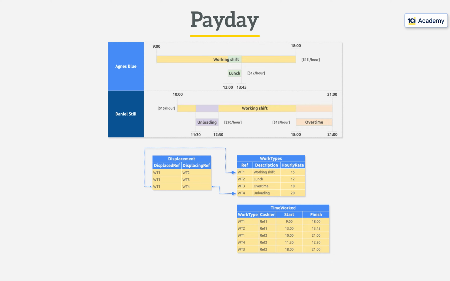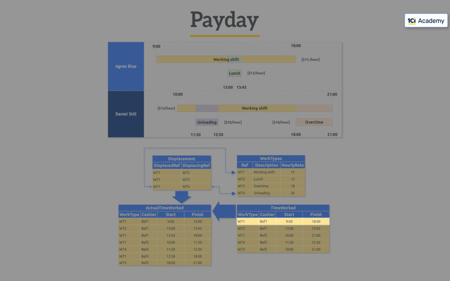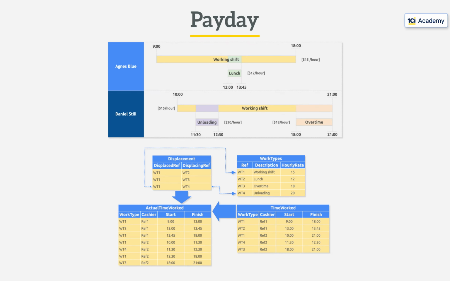As soon as we know which type of work displaces which, and have primary data about the time worked, we can calculate the actual time worked. The table that breaks down, for example, this single record, into these 2 records, because some part of it was displaced by the lunch. So, this is our single day picture. Now, let's go and implement it.